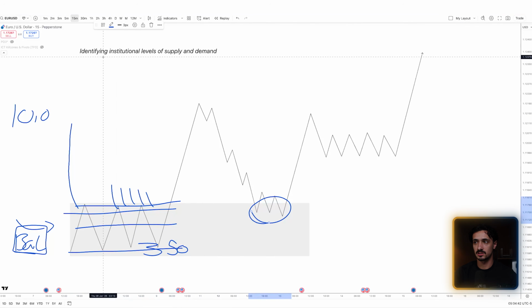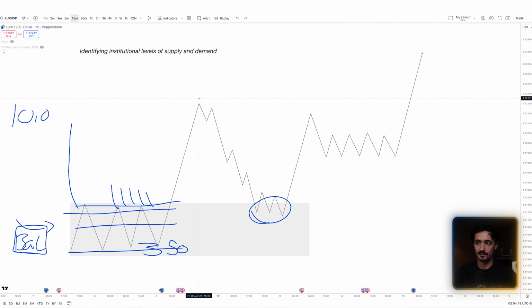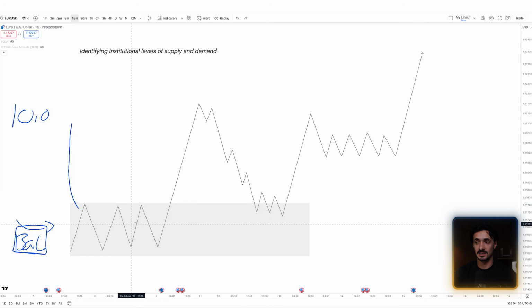And you will know it's an institutional level of supply and demand if you see these large ranges and then massive expansions out of that level. That is how you actually identify an area of institutional supply and demand. Now let me show you this in a real example.